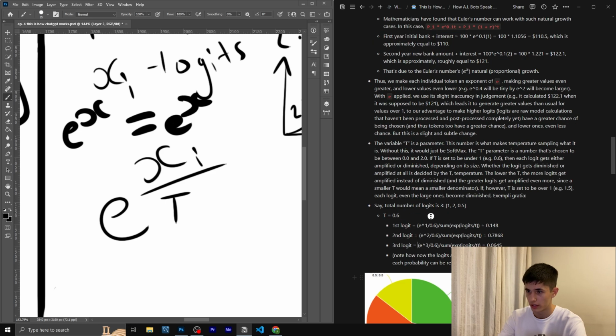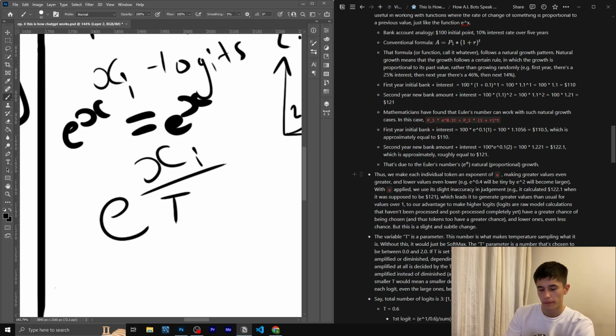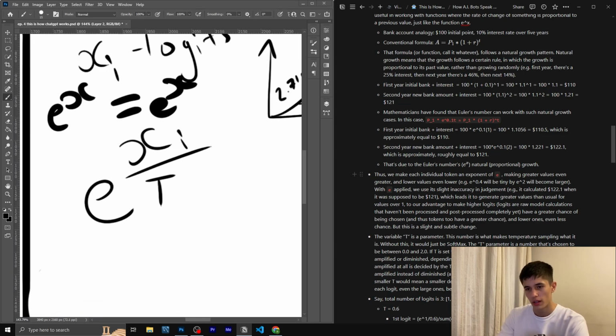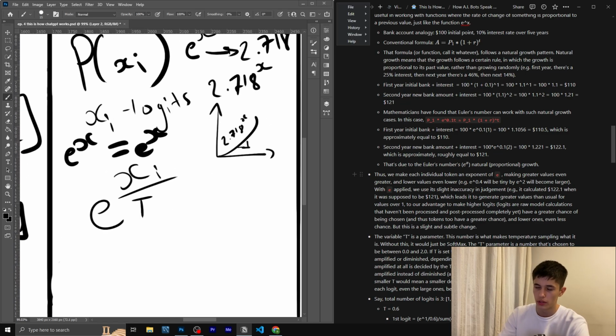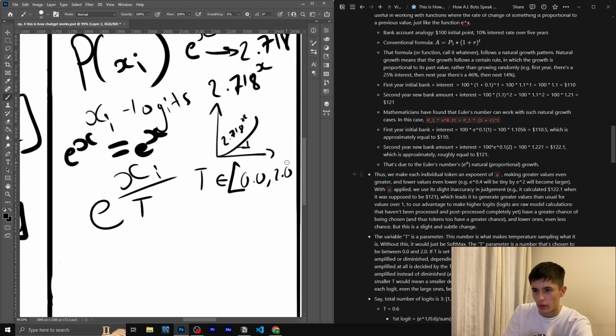So here we'll look at this later, but essentially, if you've got t, which by the way is set between... t is a member of this little range, 0.0 to 2.0. Anywhere from 0.0 to 2.0, it is set.